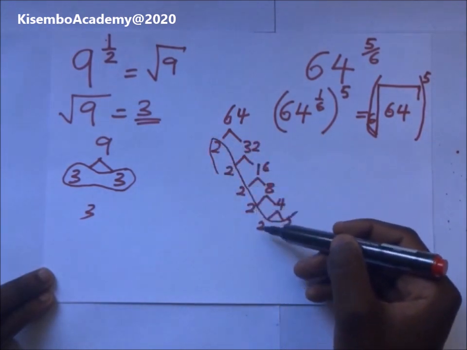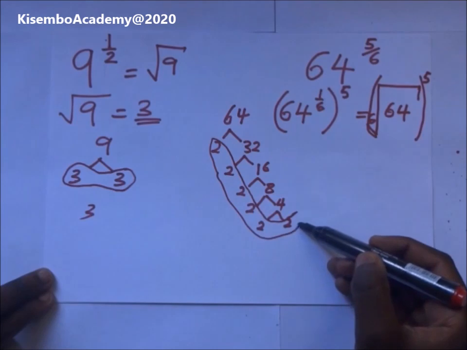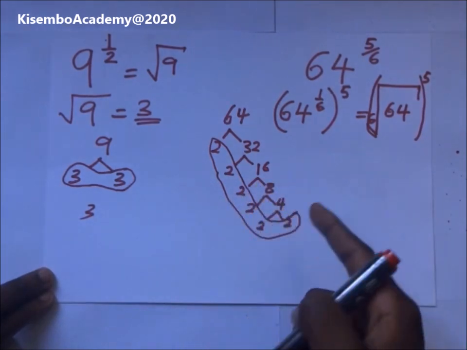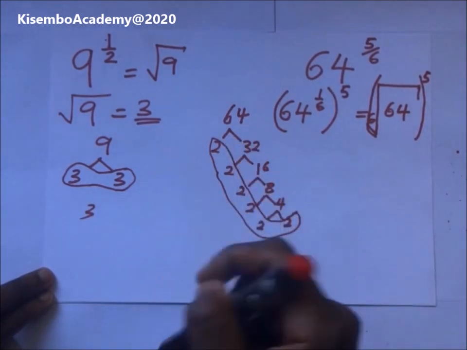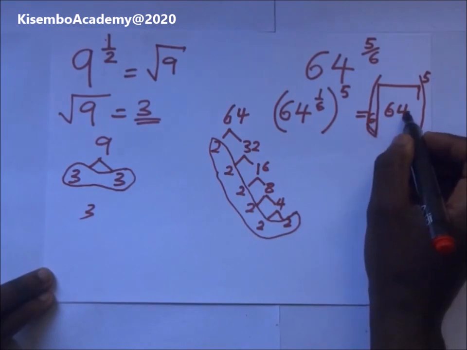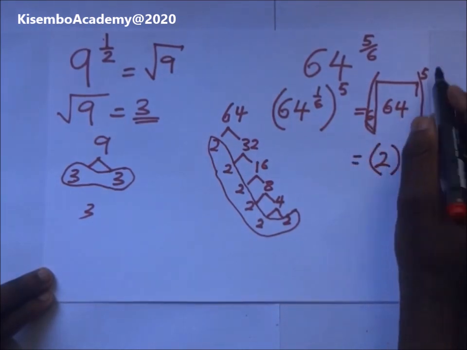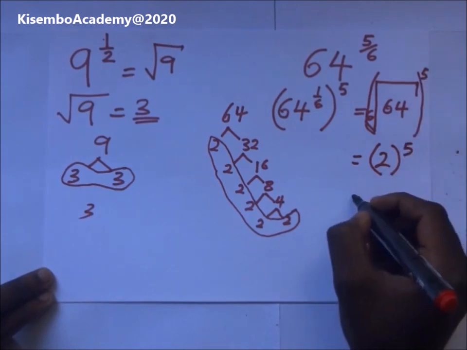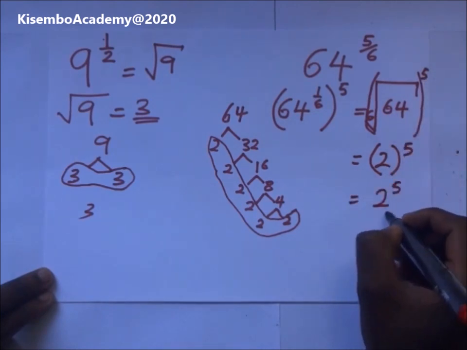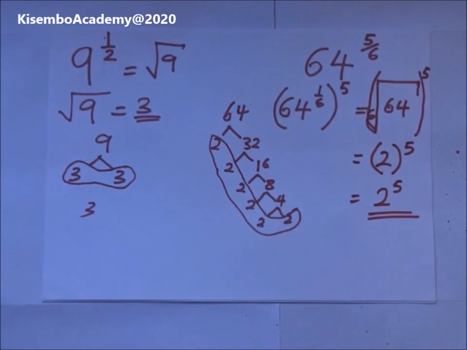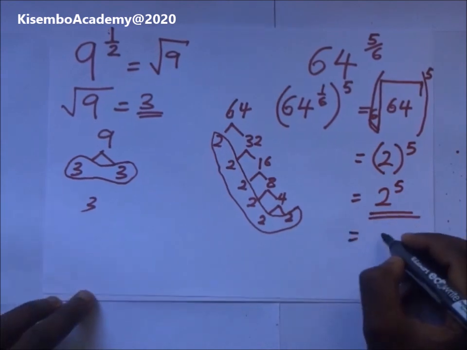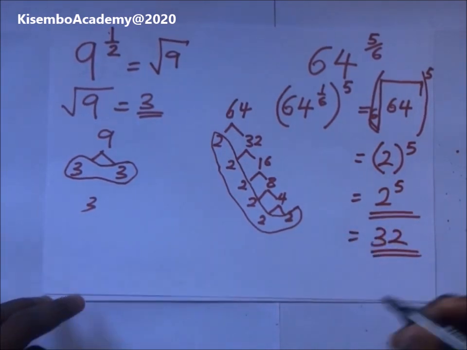1, 2, 3, 4, 5, 6. So if this is one group of 6, you choose one number from that group, and it is 2. So it means that the 6th root of 64 is 2. So it's going to be 2 to the power 5. So the answer is 2 to the power 5. You can go ahead and simplify it further. And of course, 2 to the power 5 will give you 32. So you could as well just say it is 32.